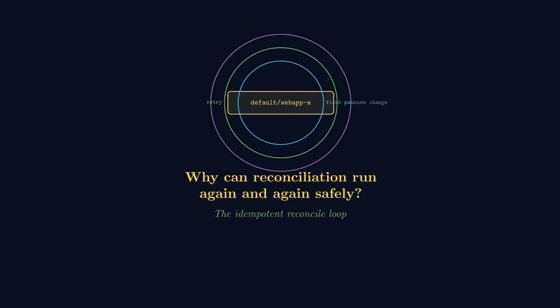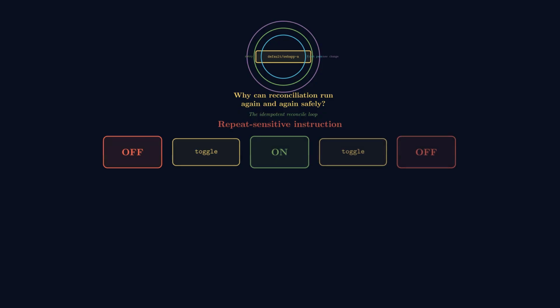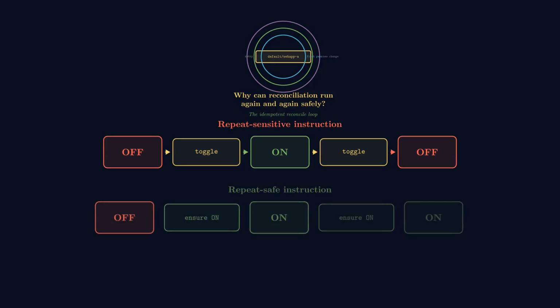Let us begin with something familiar. Imagine a light is off. If the instruction says toggle the light, running it once turns the light on, but running it again turns the light off. The result changes every time. Now change the instruction to make sure the light is on. The first run turns it on, and every later run simply leaves it on.